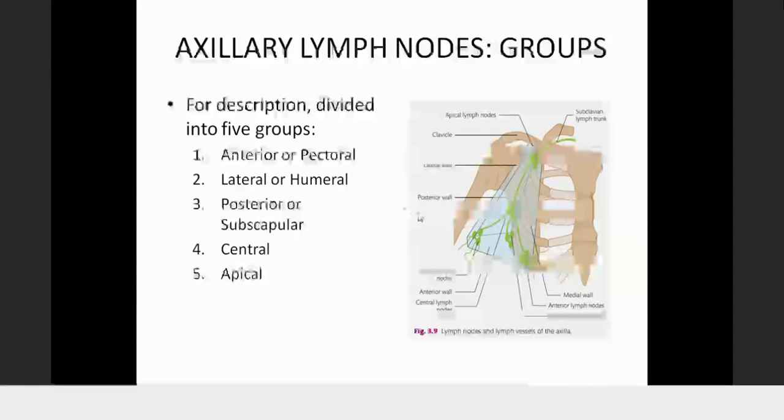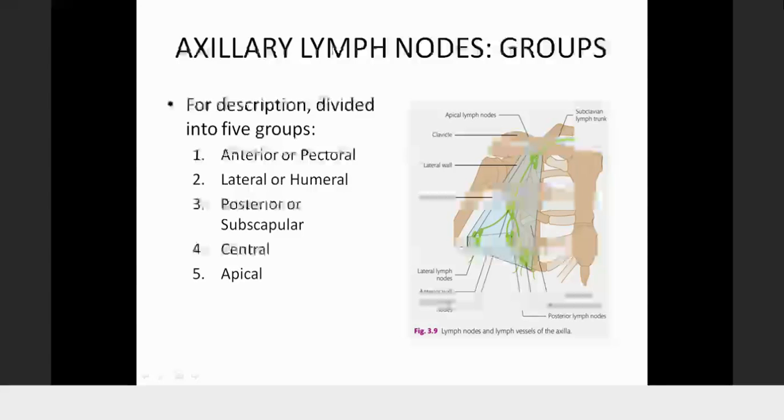For description, they are divided into 5 groups. Okay, we describe these axillary lymph nodes by studying them in groups. They are present in groups. So one is the anterior group. This is the anterior group, also called pectoral group. Okay, anterior or pectoral group of lymph nodes.